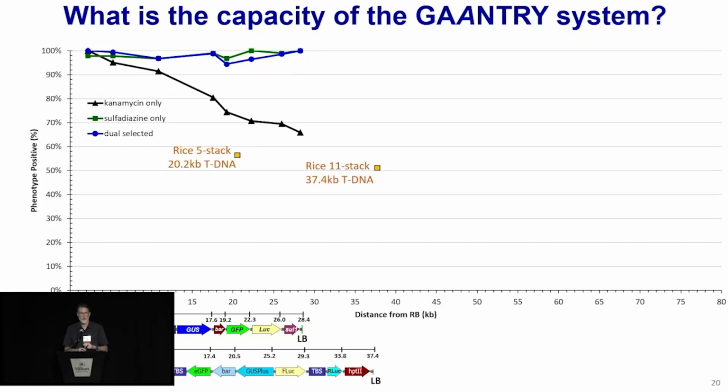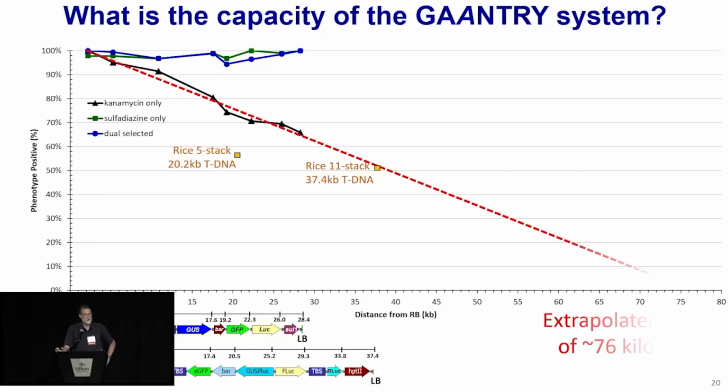I showed you data from the 11-stack, but we also built a 5-stack and tested it, and they're just graphed onto this graph. The 5-stack is a little outside of where we'd expect based on the Arabidopsis data, but if you draw a regression line through the Arabidopsis data, it runs right through the 11-stack data, and if you extrapolate it out, it looks like the carrying capacity, or not necessarily the carrying capacity, but the delivery capacity of our strain would basically stop working above about 76 kilobases in size.